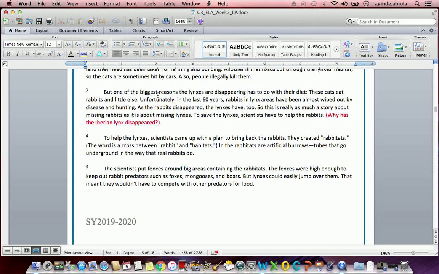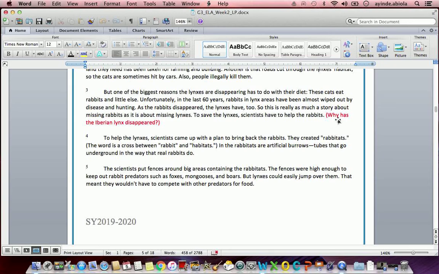But one of the biggest reasons the lynxes are disappearing has to do with their diet. These cats eat rabbits and little else. Unfortunately, in the last 60 years, rabbits in lynx areas have been almost wiped out by disease and hunting. As the rabbits disappear, the lynxes have too. This is really as much a story about missing rabbits as it is about missing lynxes. To save the lynxes, scientists have to help the rabbits.